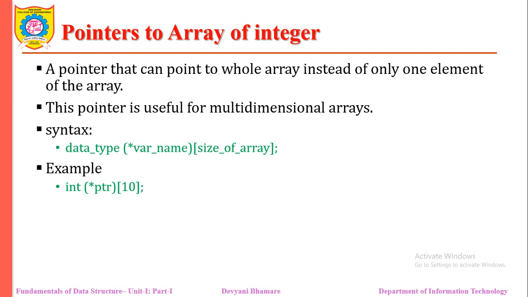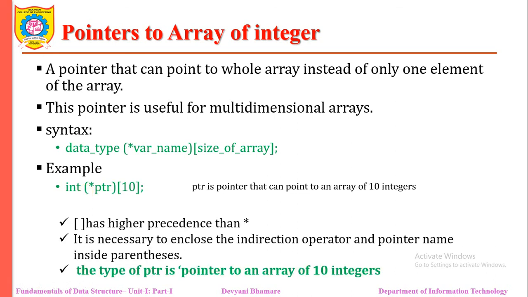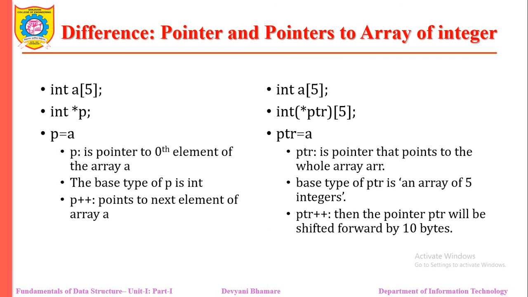So we have discussed the syntax: the data type, then in the parentheses we give an asterisk and the pointer variable name, and in the square brackets we give the size. So here it indicates that PTR is a pointer to an array of 10 integers. That's why we need to define the parentheses over here. We are saying that PTR is a pointer that can point to an array of 10 integers. So what is the difference among these?